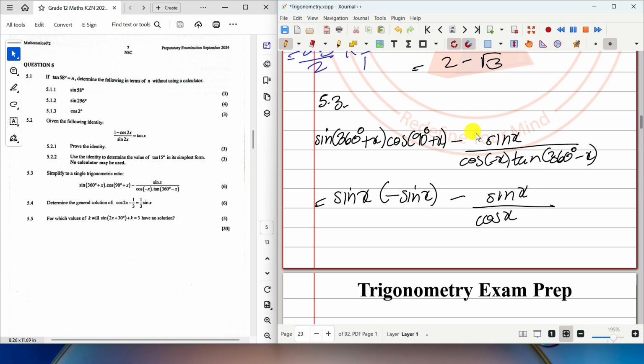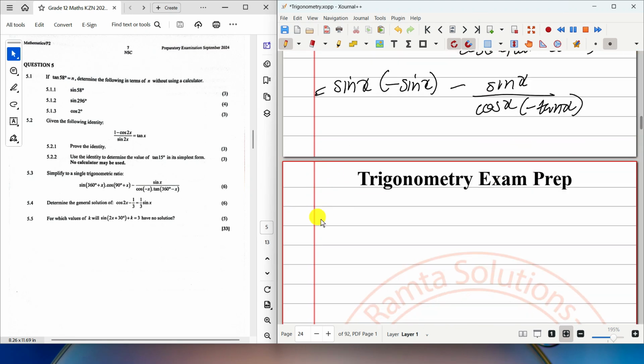Tangent in the 360 degrees minus, which quadrant is that? It is the fourth quadrant, so it is negative. Now positive times negative is negative, so this is negative sine square x. There's a negative here, divided by this one, it'll be positive. We have positive sine x over cos x.